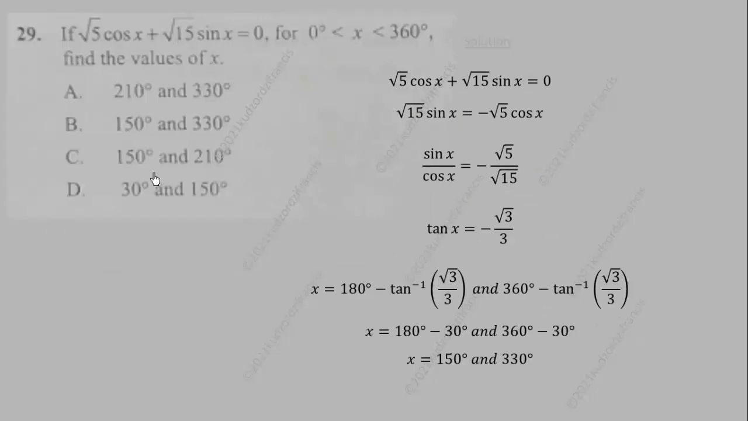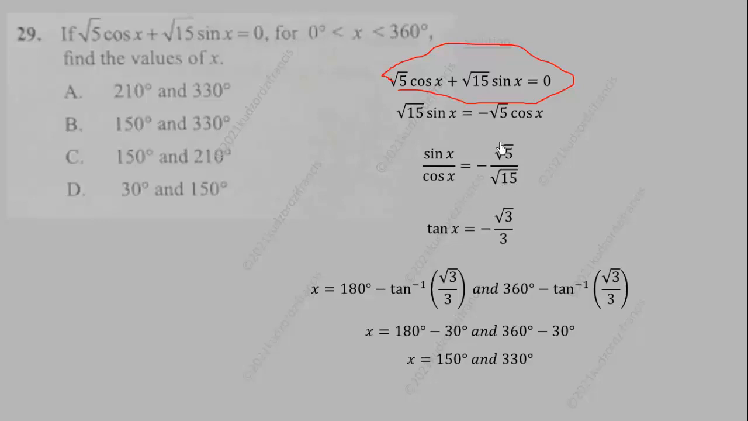Okay, so we have question 29 here. We are to solve this equation. So first of all, the equation is given as this. Then we can send this one to the other side to get negative root 5 cos x. Now we divide both sides by cos x and divide both sides by root 15 to get this relation.